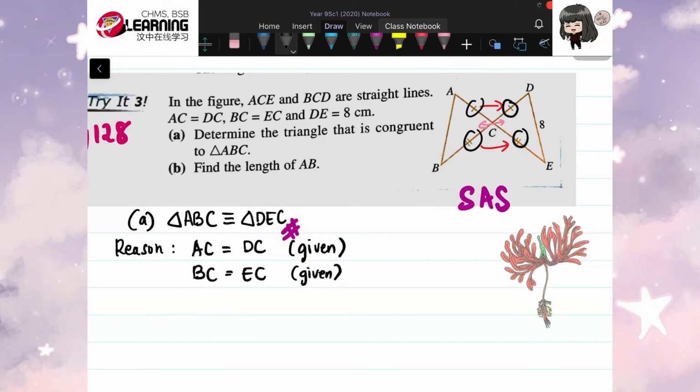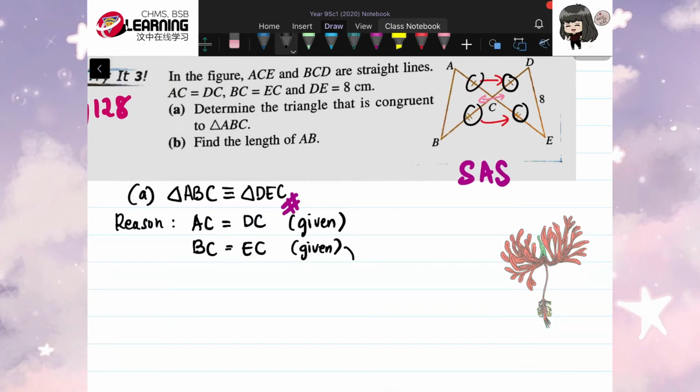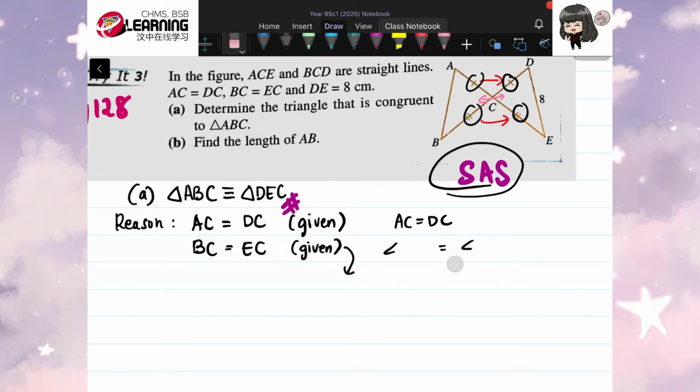The third one is your angle. As I said, the order here is not important. If you wish, you can write AC equals DC, then after that the angle equals the angle, and after that BC equals EC, also okay. I will just write according to the order, so as not to confuse you. But in the exam, if you write this one first, it's also the same. We will also give you the marks.